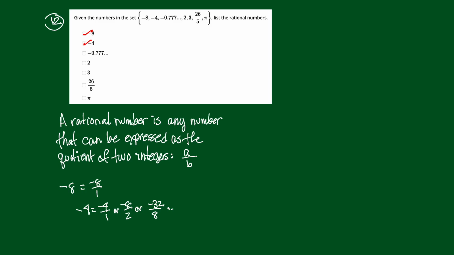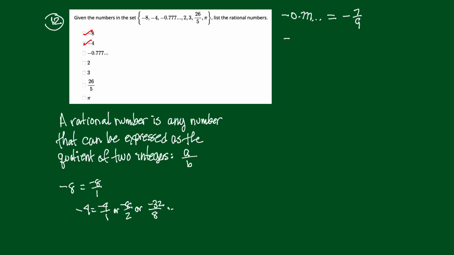Now, up here at the top right, what about this number here, this negative 0.777, and the dots mean that it just keeps on going forever. Well, this one's a little bit tricky, and unless you've seen something like this before, you might not recognize it. But it turns out this is equal to negative 7 over 9. You might try it on your calculator. You get a repeating decimal, negative 7 over 9.